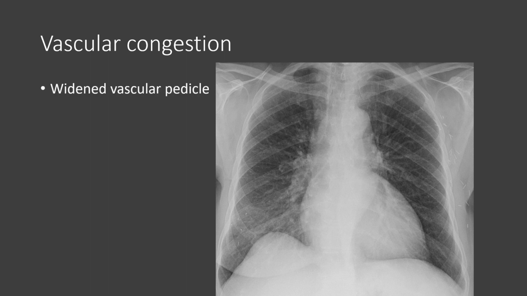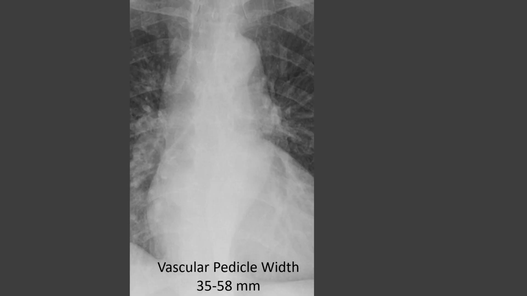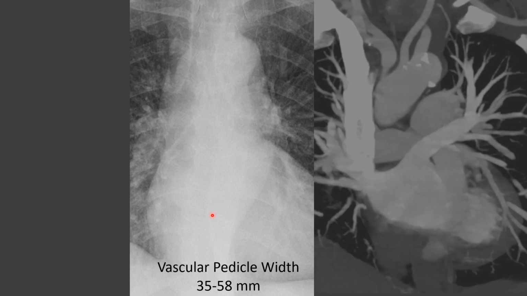We want to look for widening of the vascular pedicle, azygous vein distension, and cephalization. To do that, what we really want to do is blow up the central aspects of the cardiomediastinum. We really want to focus on the central aspects of the chest x-ray, because this is where the signs are most evident. So let's just blow up that area. Let's talk first about the vascular pedicle: how do we actually measure it? Normal vascular pedicle width is somewhere between 35 and 58 millimeters in size. So let's take a look at how to do that.